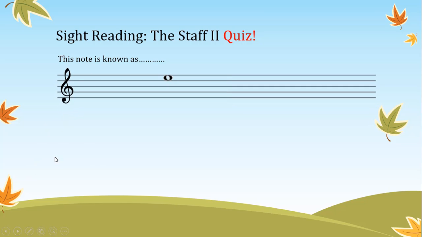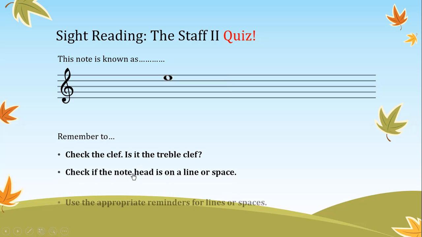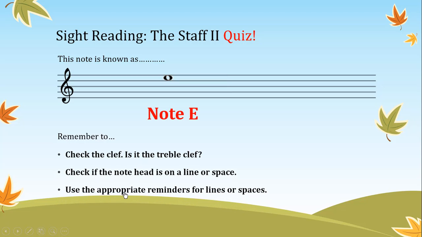How about this one right here? Okay, again, first thing you have to do, check the clef. This is the treble clef. We know that for the treble clef, the lines will go, every good boy deserves favor, and the spaces will go, Father Abraham cooks eggs. Okay, and right here we see that this note is on a space. So let's use the reminder for spaces. Father Abraham cooks eggs. So we see this note is resting on that space labeled as eggs. In other words, the name of this note is E.